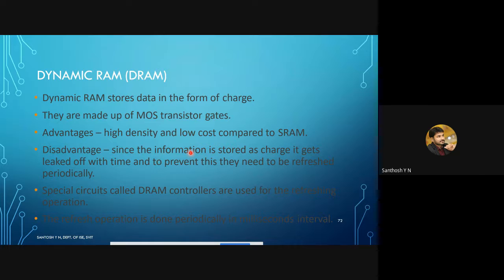Disadvantages: since the information is stored as a charge, it gets leaked off with time, and to prevent this, they need to be refreshed periodically. So as in the first line, the data is stored in the form of charges. Okay, the charges may get leaked off or discharged as time elapses. So therefore, it has to be refreshed periodically. This is one of the major disadvantages of the DRAM.